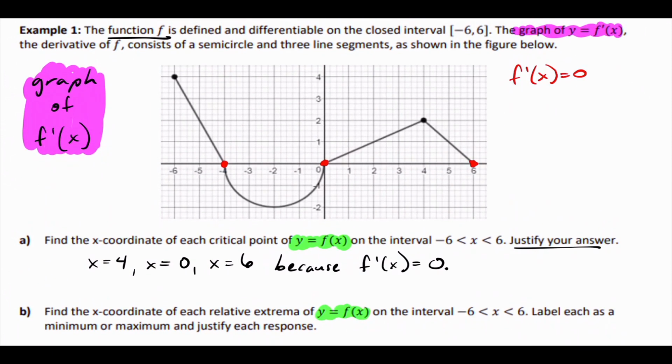Do we know where the relative maximum and minimums are going to be? Yeah, we do, right? Wherever the critical value is. Okay? What was the rule? How did we know?